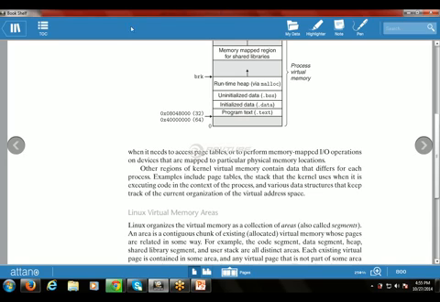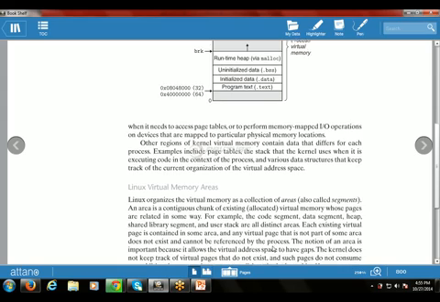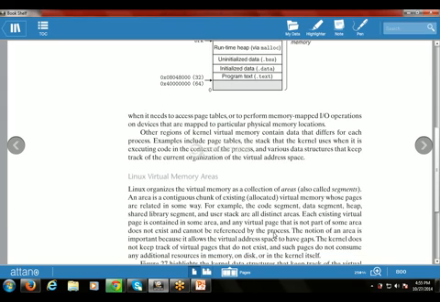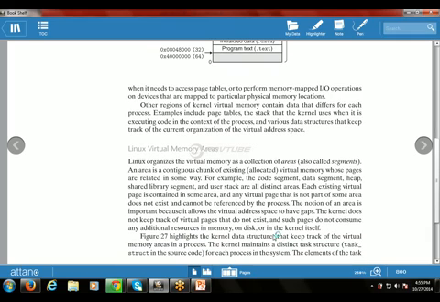Each existing virtual page is contained in some area, and any virtual page that is not part of some area does not exist and cannot be referenced by the process. This says that different memory areas are allocated to different processes. Code is a different part, data segment is a different part, heap is a different part, library is a different part. So every part is divided into separate ones, into multiple parts. That is known as the Linux virtual memory areas, also known as the segments.